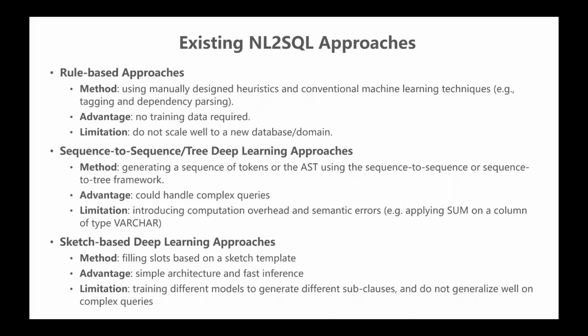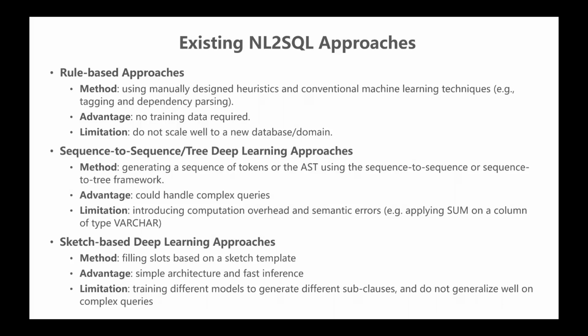The recent methods use deep learning techniques and have demonstrated promising results towards tackling the cross-domain adaptation problem. Deep learning-based methods can be categorized into two classes. The first line takes the natural language to SQL problem as a semantic parsing task. These methods utilize the sequence-to-sequence or sequence-to-tree framework to generate a sequence of tokens in the SQL query or in the abstract syntax tree. Such a method demonstrates promising performance, but it introduces heavy computational overhead and does not guarantee the generated SQL queries are executable.